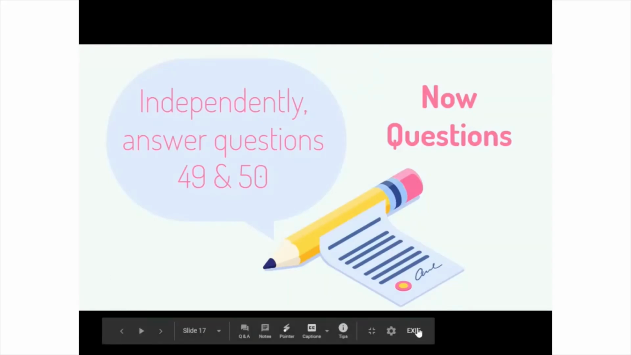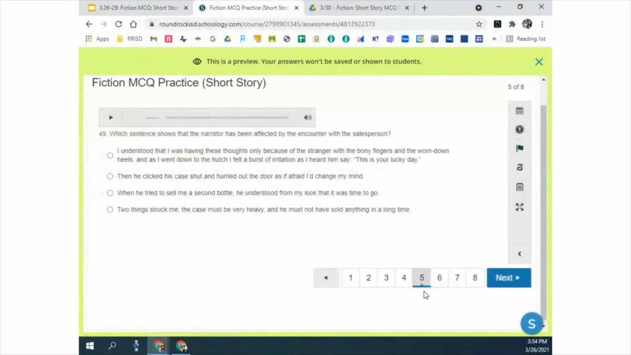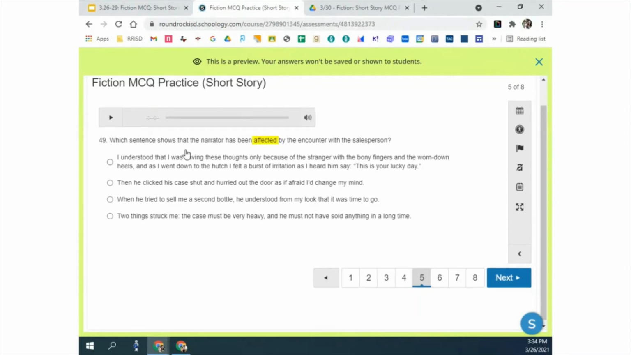So let's take a look at them. And I know some of you can't see my screen, but I'm going to look at number 5. It says, which sentence shows that the narrator has been affected by the encounter with the salesperson? Okay, so when I look at this sentence, there are certain words I need to pay attention to. We see affected, that the narrator has been affected, and then we see that there needs to be an encounter with the salesperson.